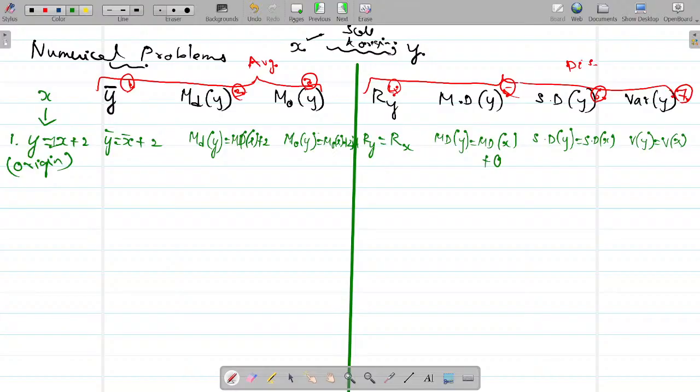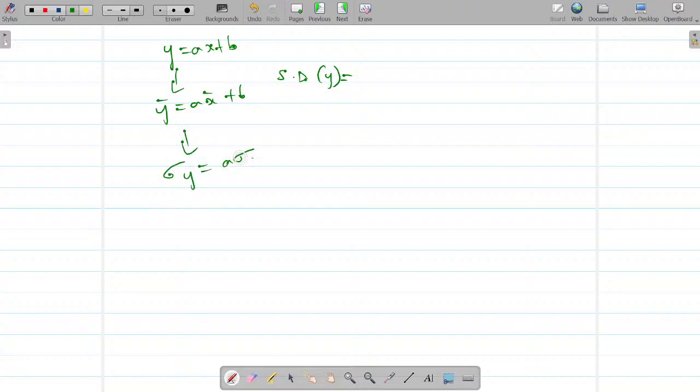Standard deviation. What is standard deviation of y? If y is equal to ax plus b, what will be y bar? A x bar plus b. What will be the standard deviation of y? A into standard deviation of x plus 0, because change of origin has no impact. And this is the absolute value of a.